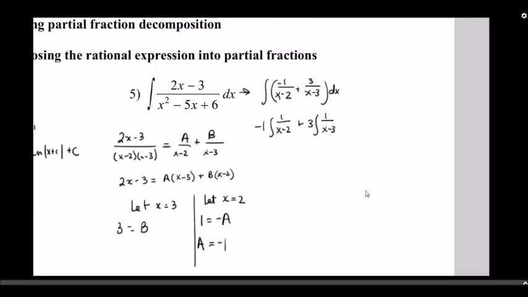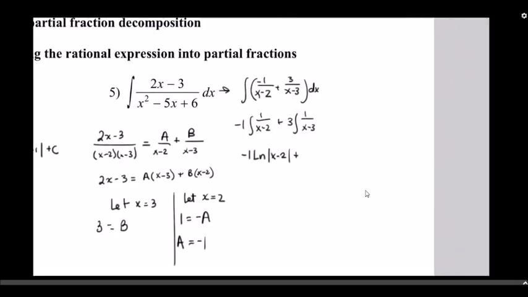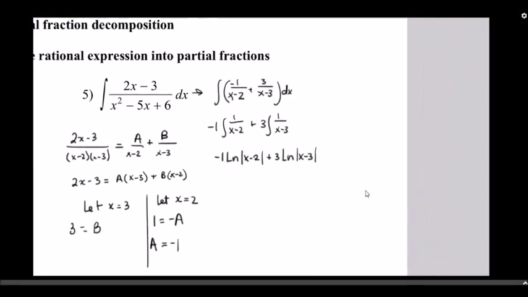And again, it's a du over u situation, which is natural log. So we have negative 1 times the natural log of absolute value x minus 2 plus 3 times the natural log of the absolute value of x minus 3 plus c.